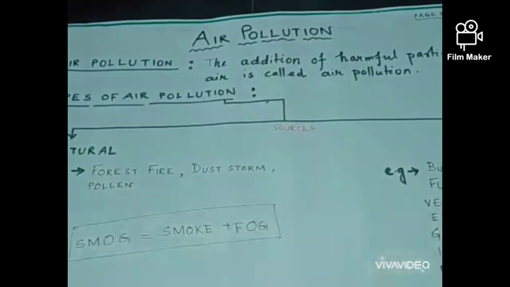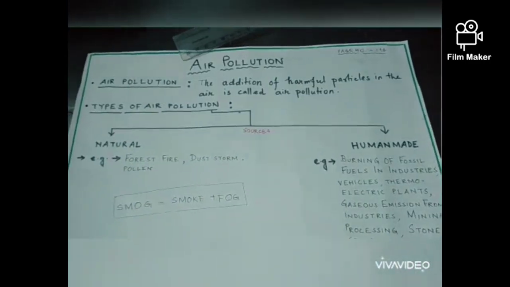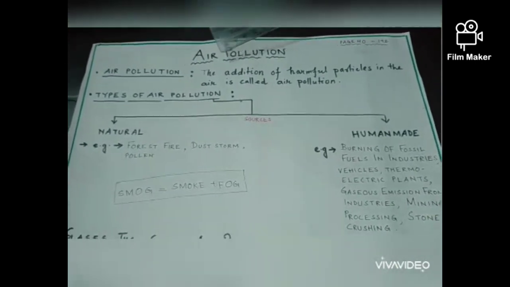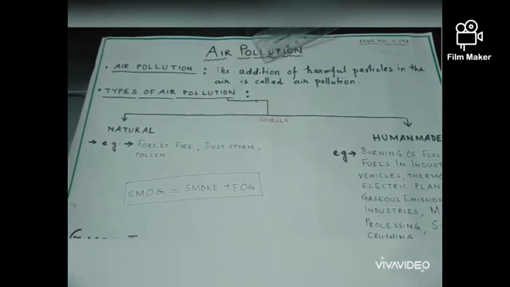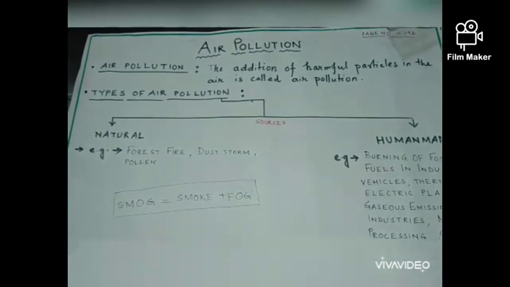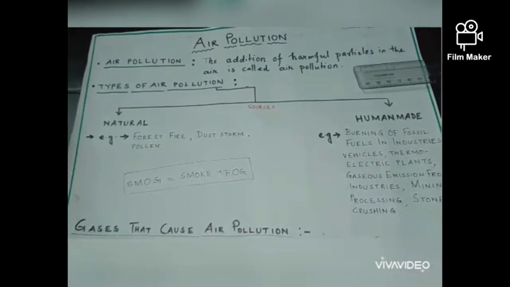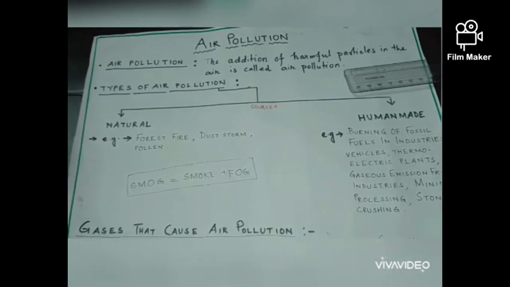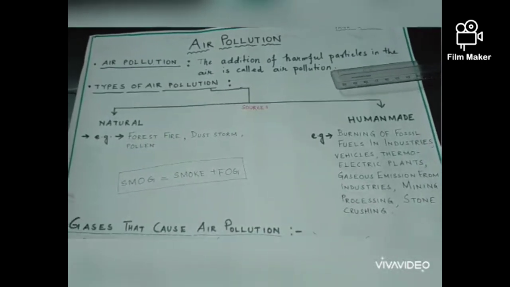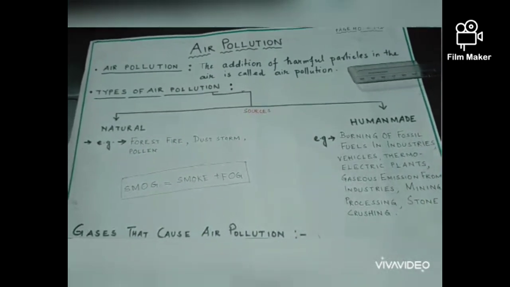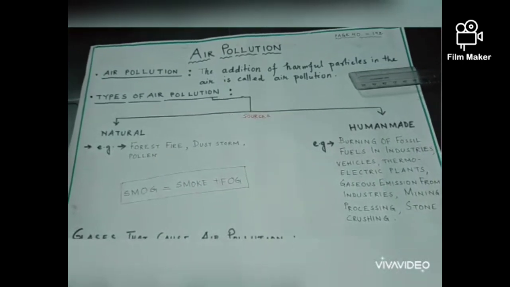So now let's start the chapter Natural Resources, and the topic is air pollution. What is air pollution? First of all, we need to see that the addition of harmful particles in the air is called air pollution. By human activities, we keep on adding some harmful gases in the air. As a result, the air is getting polluted.